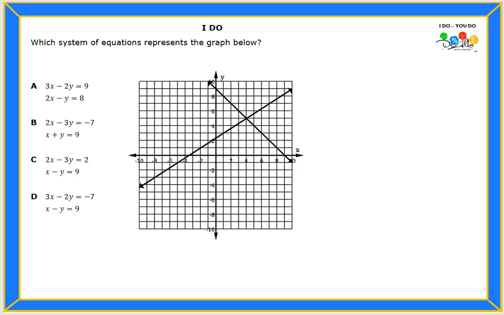So I'm looking for a system of equations, right? When I see that, I should think about not one equation, but either two equations or two graphs. In this case, I do see two lines in my graph. And on my answer choices, I don't see one equation. I actually see a set of two equations on each answer choice. So now I know that I'm looking for two equations, okay? And of course, my equations should match my graph.